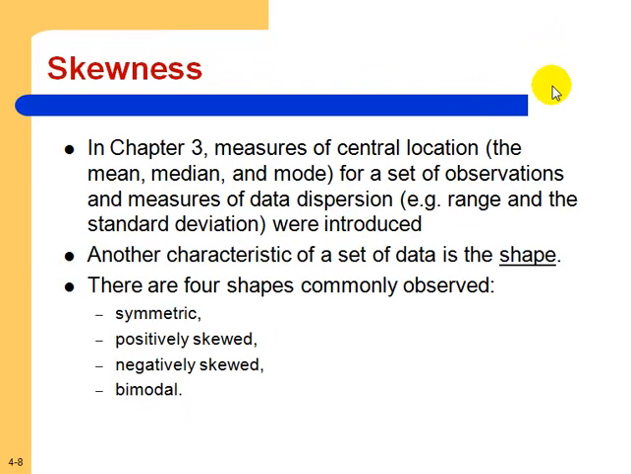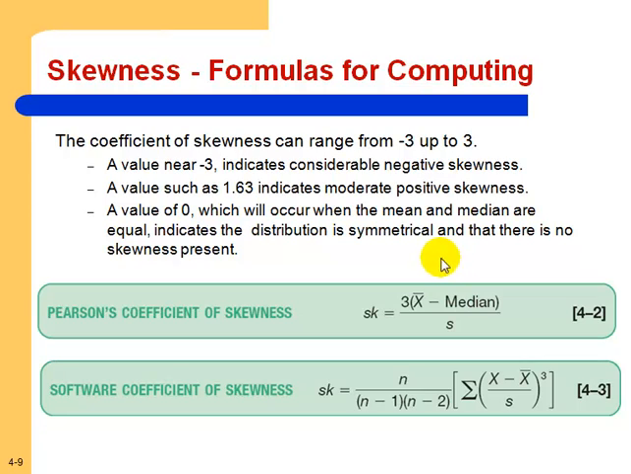Next, let's introduce the skewness. In Chapter 3, measures of the central location, the mean, median, and the mode for a set of observations, and the measures of data dispersion were introduced. Another characteristic of a set of data is its shape. There are 4 shapes commonly observed: symmetric, positively skewed, negatively skewed, and bimodal. We use Pearson's coefficient of skewness. We use this formula to calculate the skewness, and you can ignore this one.